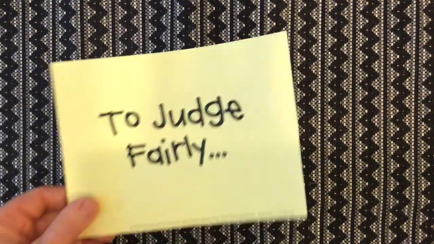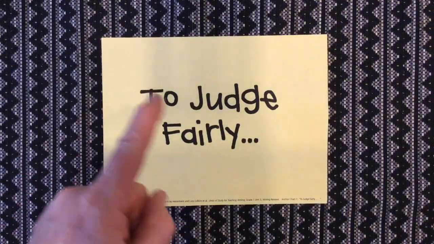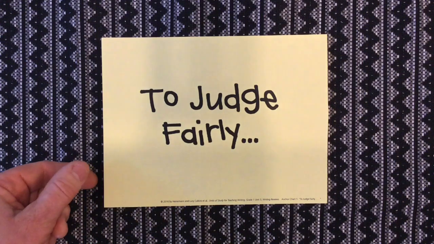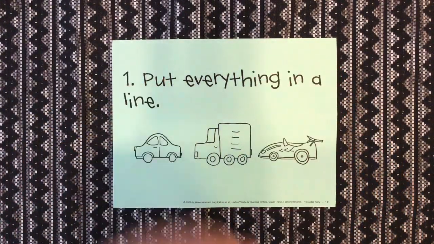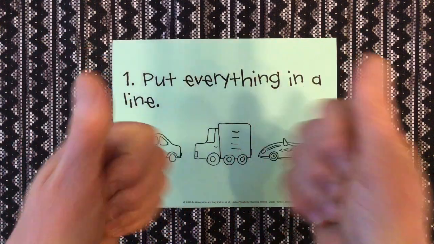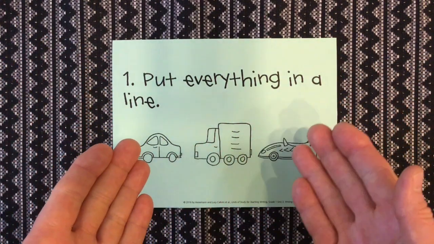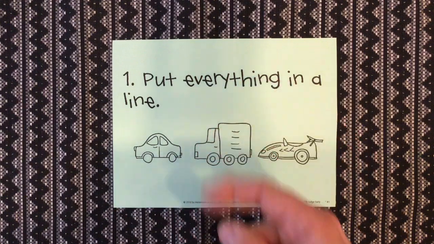And we're going to review how you can judge fairly your collection at home. Remember, step number 1 is put everything in a line or right next to each other. Maybe you only have 2 or 3 or 4 things in your collection. That's okay, but you still have to set them right next to each other. Put everything in a line so you can look at them carefully.